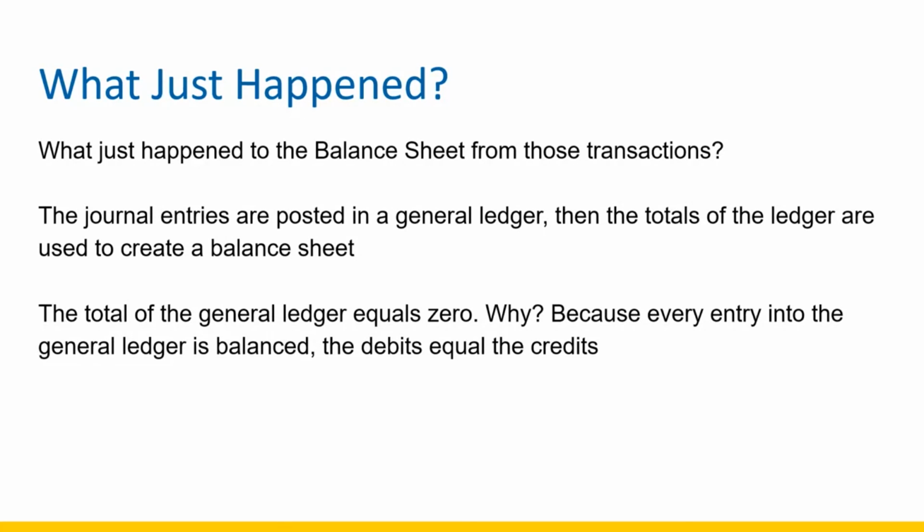When I total all of my general ledger accounts, they will equal 0. And that is because every time I post a journal entry, my debits equal my credits.